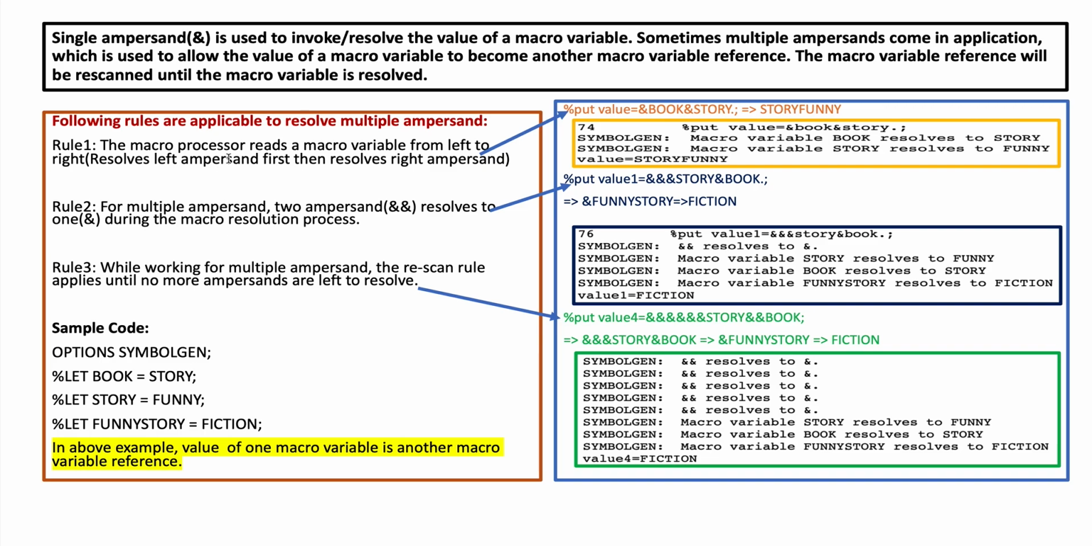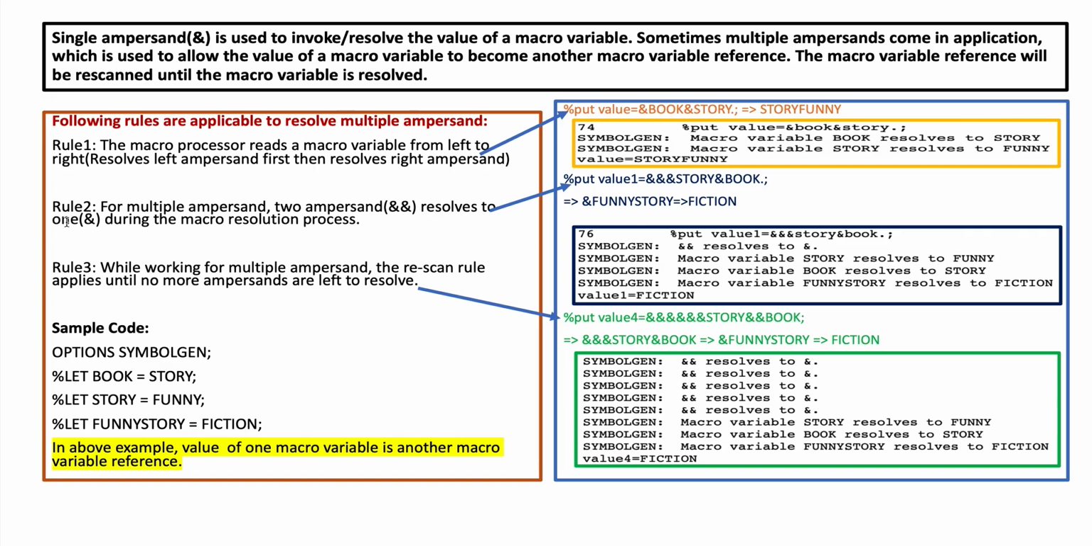That means it reads from left to right. Suppose we are going to print this value here. Value is &book &story. That means it will resolve first &book, which resolves to story, and &story resolves to funny. And finally we get it like this. Book resolves to story and story resolves to funny, and finally that value becomes story funny.